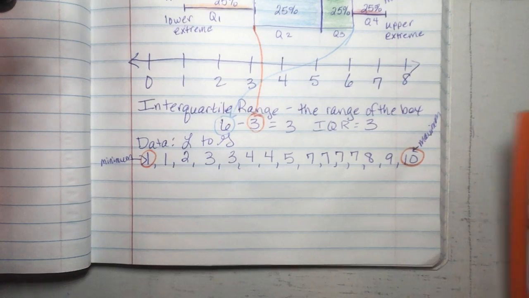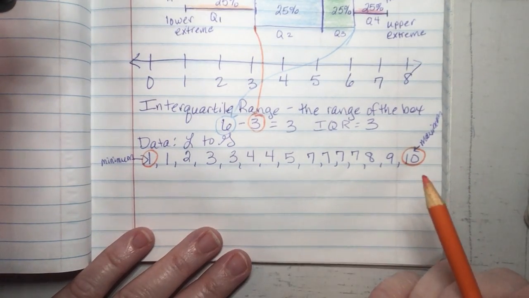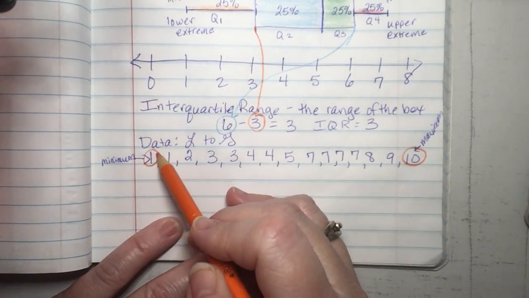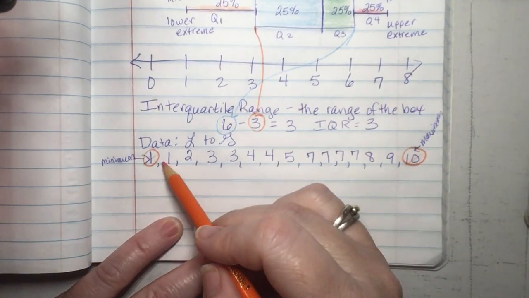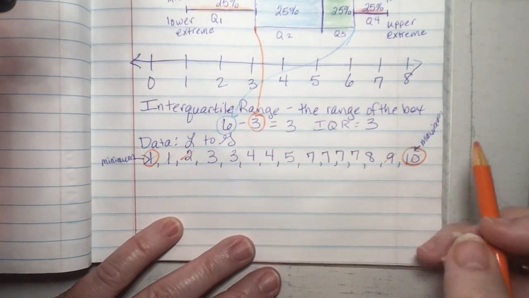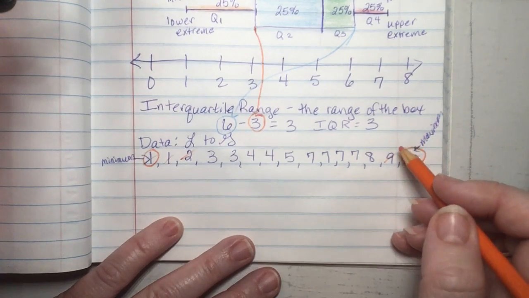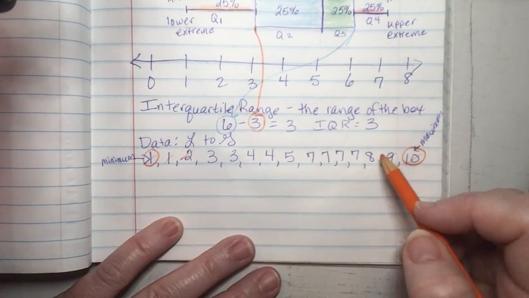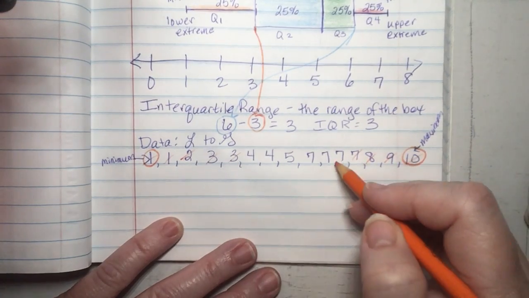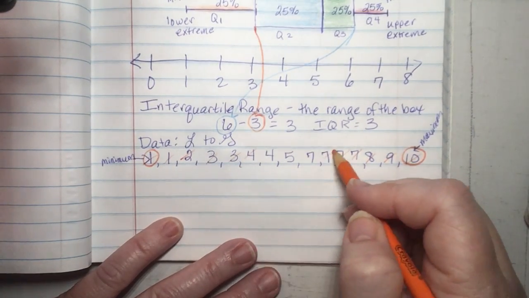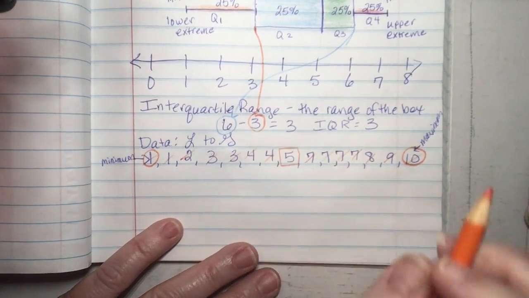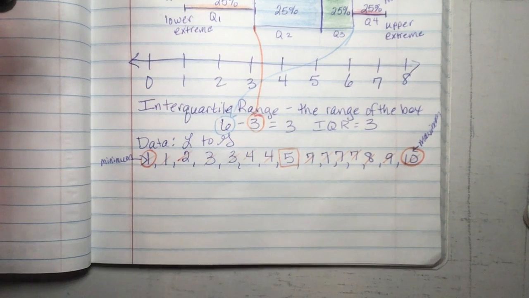I'm going to do this really light. You have to include your minimum and maximum too. So low, high, low, high, low. Don't do it real dark because you want to be able to see your numbers still. So low, high, low, high, low, high, low, high, low, high. So 5 is my median.